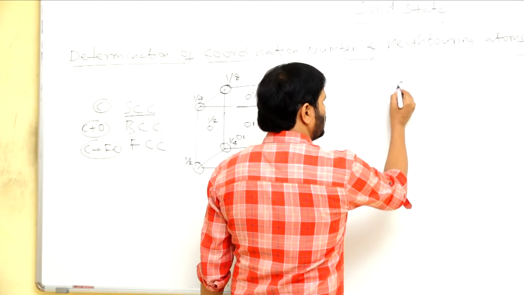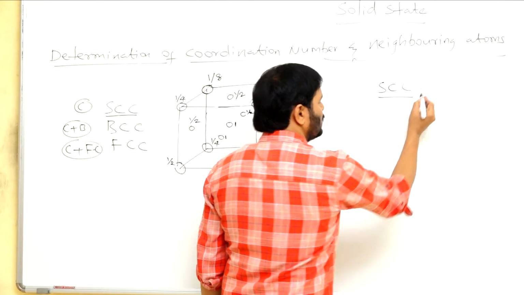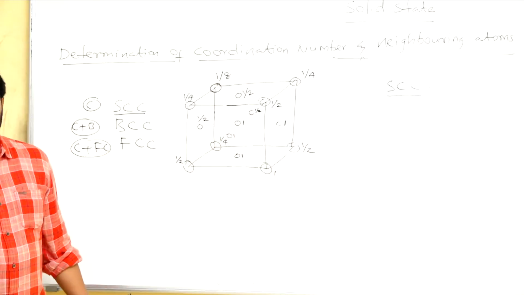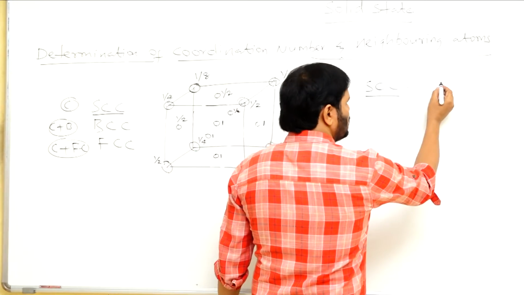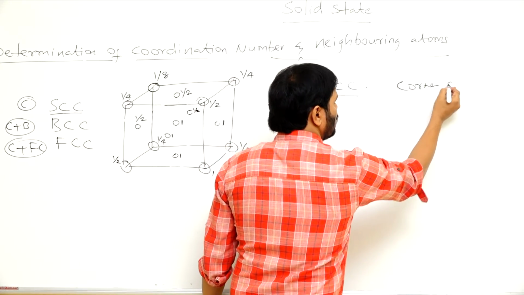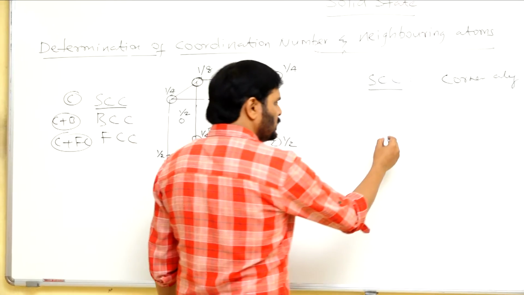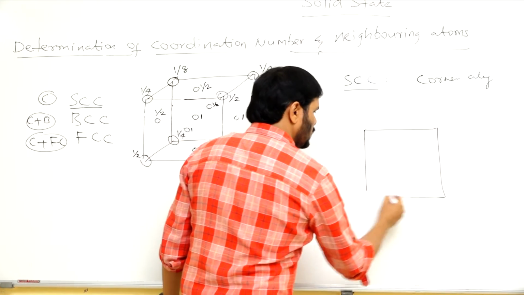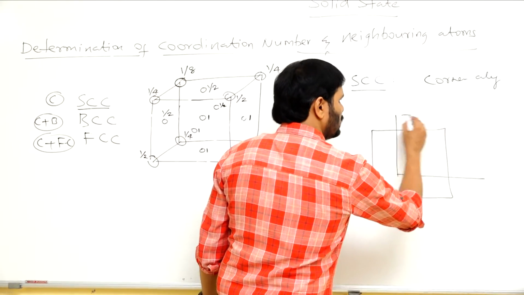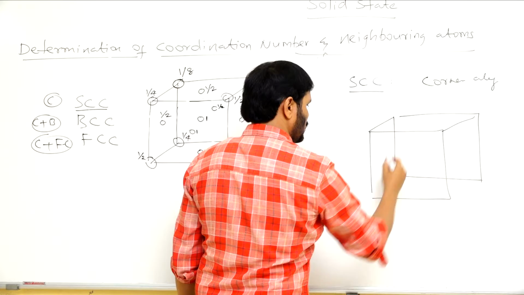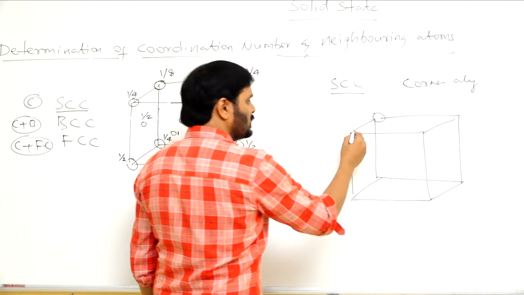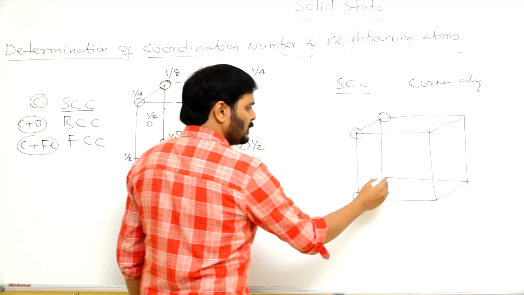So first of all, I am taking simple cube. As you know, simple cube is nothing but atoms present at corners. Only at corners. Atoms present only at corners. So I can now draw the simple cube. Now only corners, you have 8 corners.